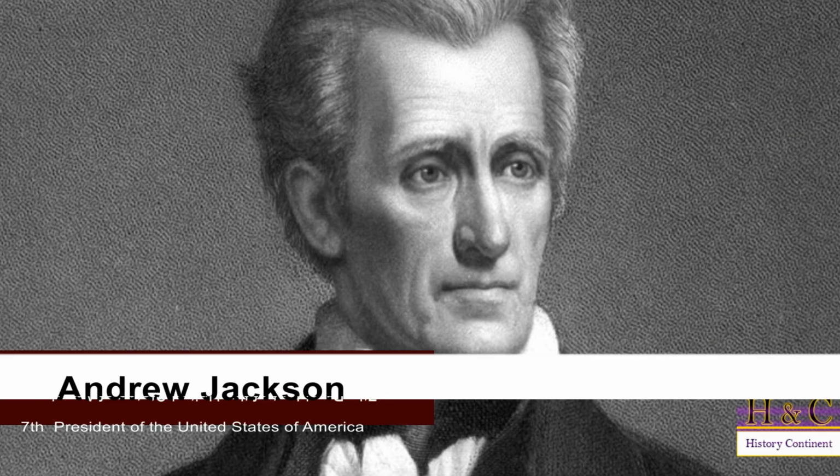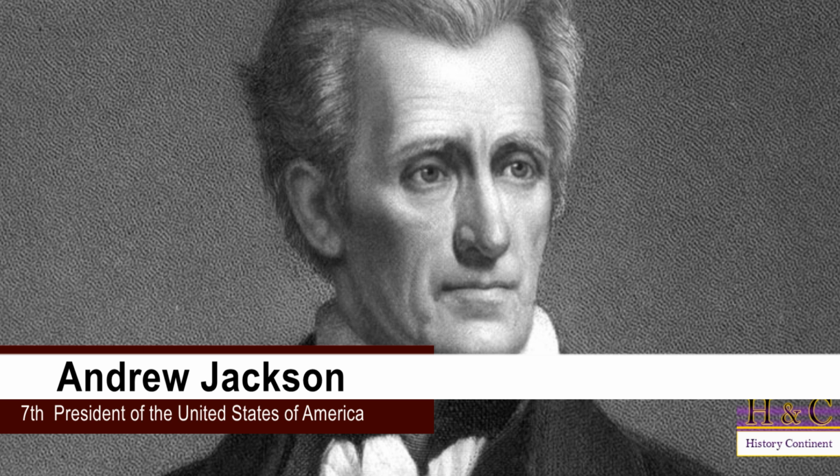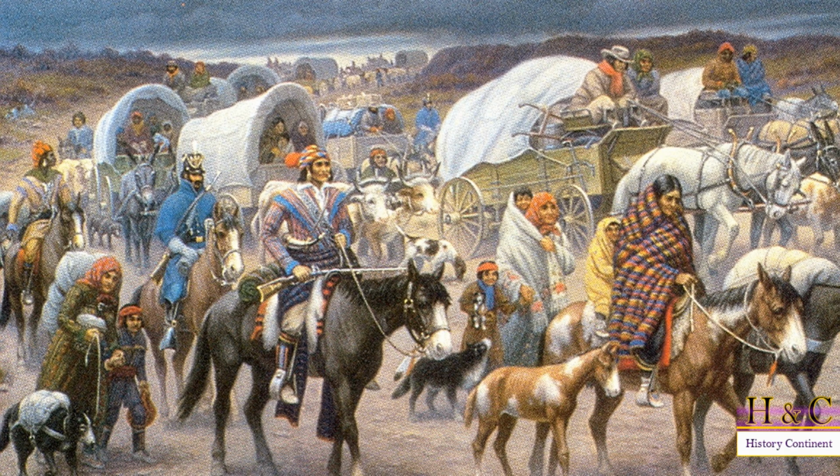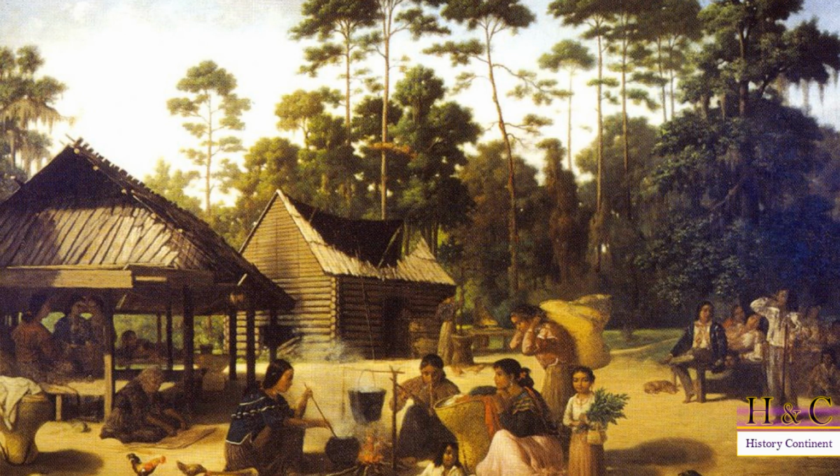Andrew Jackson, the seventh president of the United States, was a staunch defender of slavery and played an active role in expanding it. He owned enslaved individuals throughout his life and took no action to free them. His presidency was marked by controversial policies, including the forced removal of Native Americans from their lands. Definitely a president who leaves us with plenty to discuss.